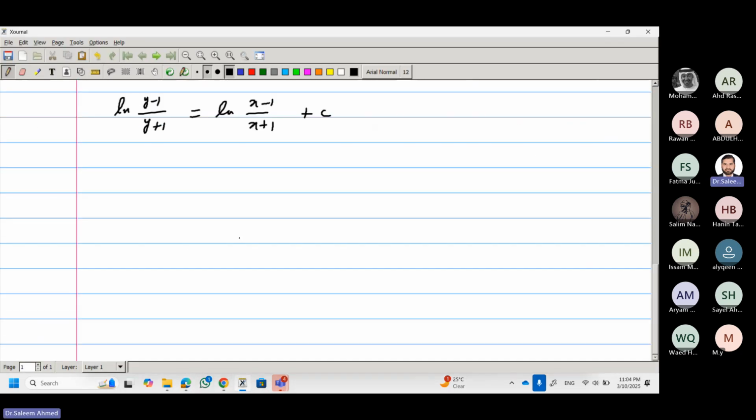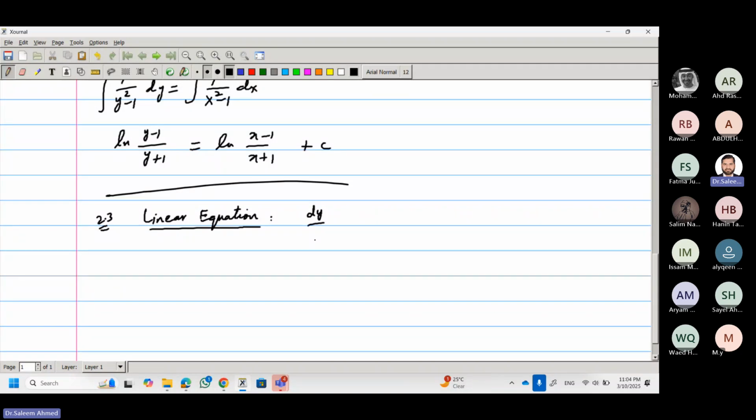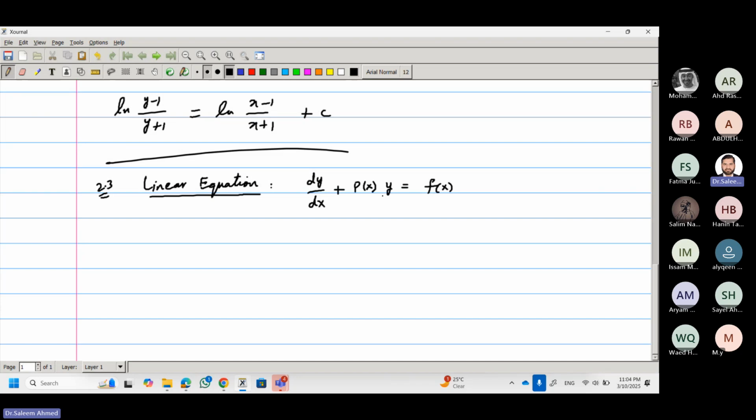So in 2.3, it's a linear equation. In a linear equation, you have to remember a few steps to solve it because it's not the same as separable. A linear equation is something like this: dy by dx plus a function of x only with y, and a function of x on the right. So y and dy by dx are fixed here. So this p of x and f of x can be any functions of x. This is a first order linear equation.